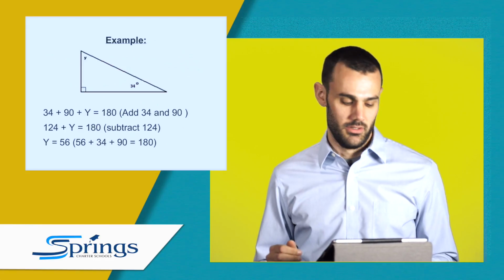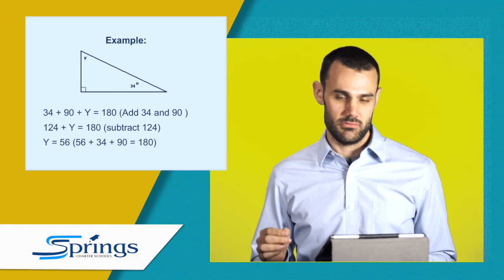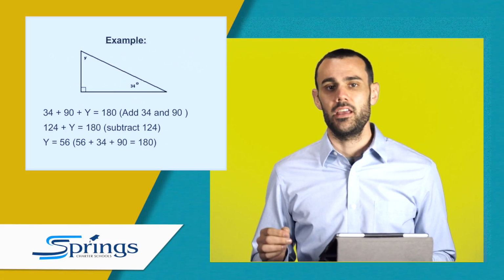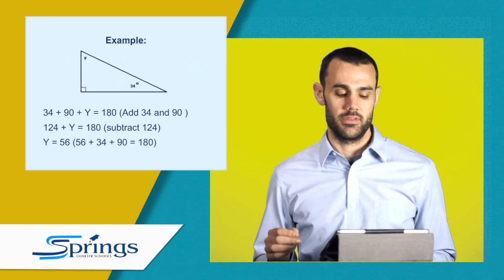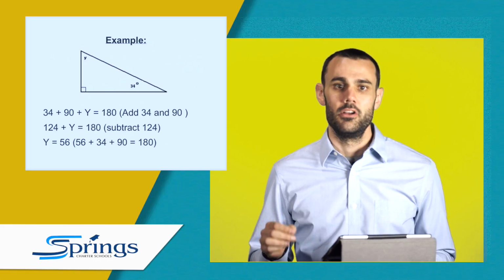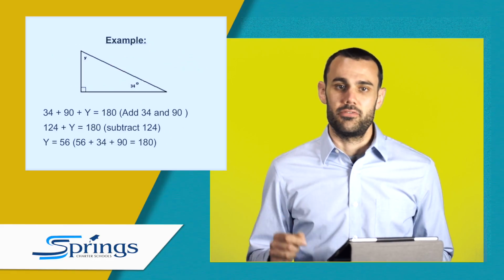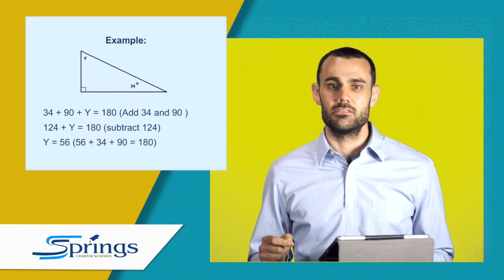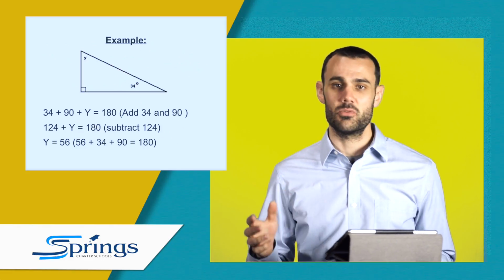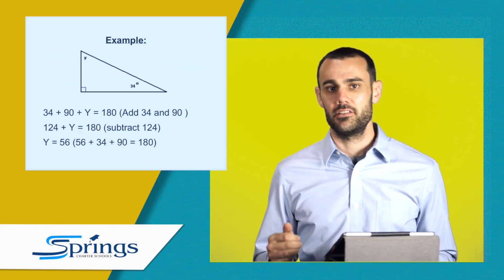So here's an example. We have this triangle here. Now this is called a right triangle because two of our lines meet up to form a 90-degree angle. This 90-degree angle is represented at the bottom here with a little box. Although there is no actual number there, we know that that little box means 90 degrees. We also have 34 degrees, and then we have our missing angle, which is represented by the variable y. So here's an equation. 34 plus 90 plus y equals 180.